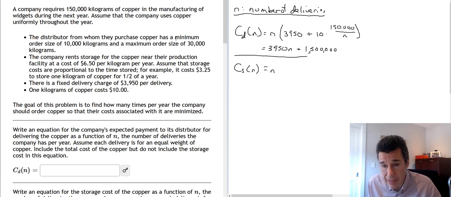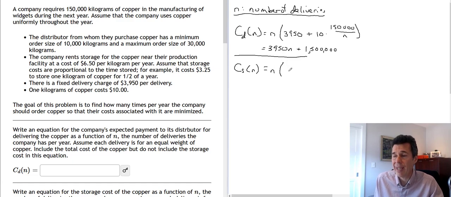Okay, so armed with that knowledge, we've got to say how long is it between deliveries? Well, that's 1 year divided by the number of deliveries, so 1 over N. Each kilogram of copper gets stored for half of that time, so 1 over 2N. And now we just have to say, well, hold on.